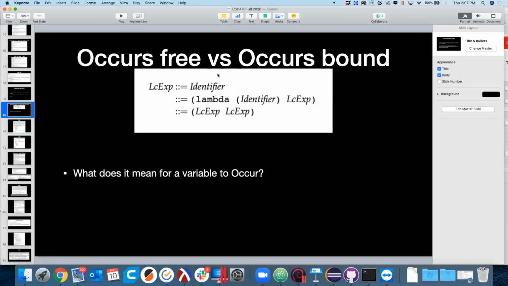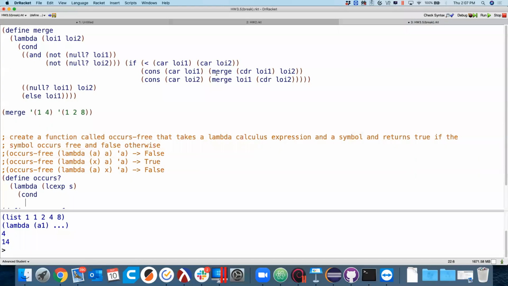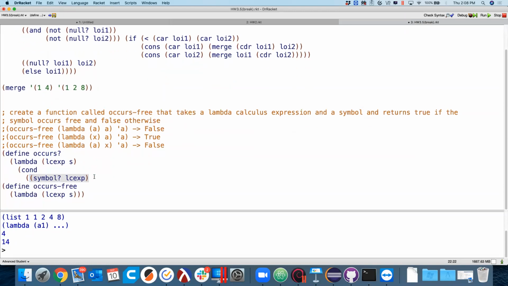Any place where we would have resolved the variable. That's an occurrence, right? Not a binding, but an occurrence. So the question we're asking right here is, does it occur? So we'll have a cond symbol, lambda calculus expression. If I'm looking at a symbol, then what am I going to do? I'm going to return whether that symbol is equivalent to the symbol I'm looking for. This has nothing to do with whether or not it's bound. We just know whether or not it occurs.